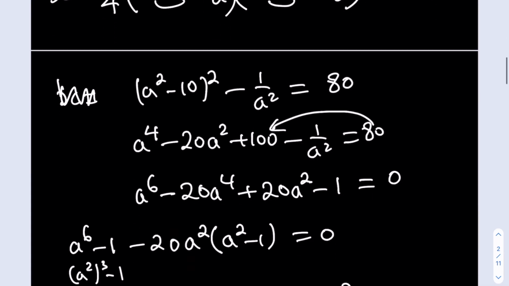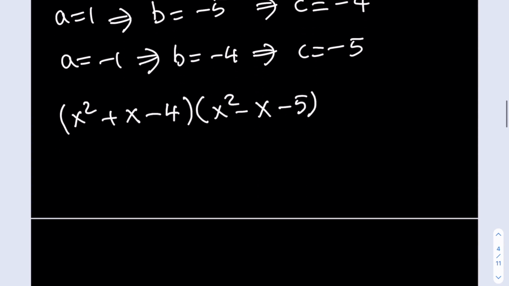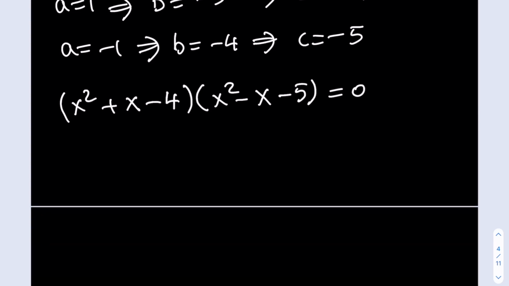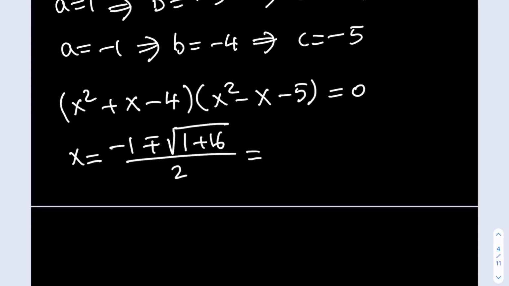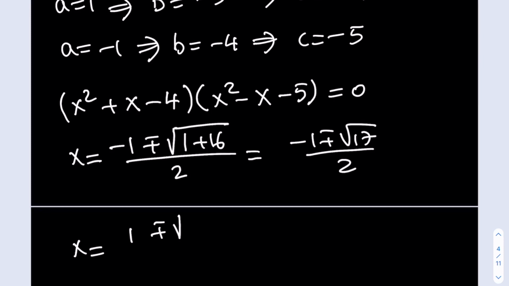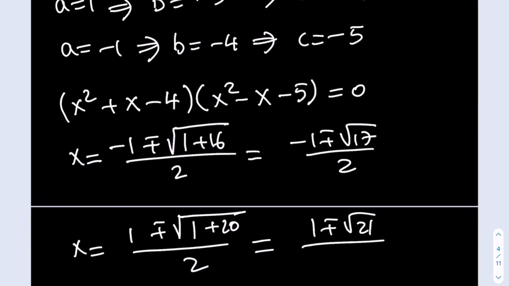Anyways, we're going to go ahead and solve this equation, but this one is fairly easy to solve. We're going to set it equal to 0, and from here, we're going to use the quadratic formula. Negative b plus or minus the square root of b squared minus 4ac. That's going to be 1 plus 16, as you know, divided by 2. So that's going to give you negative 1 plus or minus the square root of 17 over 2. And from the second equation, we'll get 1 plus or minus the square root of b squared minus 4ac. That's going to give you a 20, divided by 2. And this should give you 1 plus or minus the square root of 21 over 2.